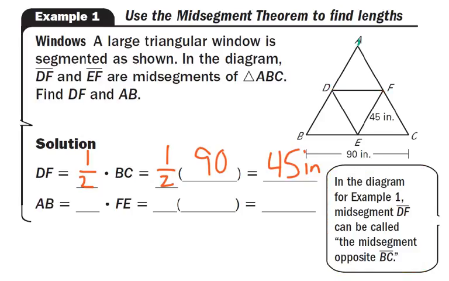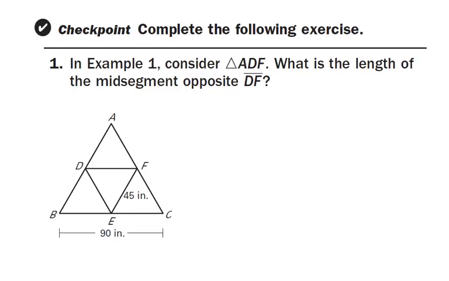Okay, now if we need to find AB, we know the mid-segment that's opposite that, FE, is 45 inches long. If FE is half as long as AB, AB is twice as long as FE. So 2 times 45 would give us 90 inches. Pretty simple. Let's have you guys do an example here.